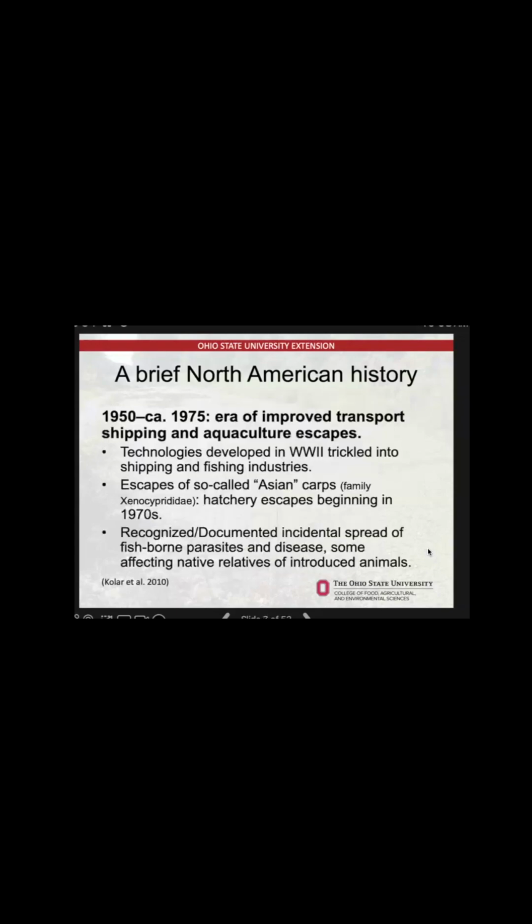Next era, we're going to talk about moving up to about 1975. And this was the era of improved transport and aquaculture escapes. So we had World War II. New technologies were developed during World War II. The volume of shipping became vastly larger. We were moving a lot more quantity of stuff across the ocean. And this was the era that we first found the escapes of the so-called Asian carps, which is a bad term. Don't use that term. It's a nonsense term, but people recognize it. This was also the era where we first documented and recognized that when we're moving fish around, we have the potential to be moving fish diseases and fish parasites, right? So we start documenting that as well.